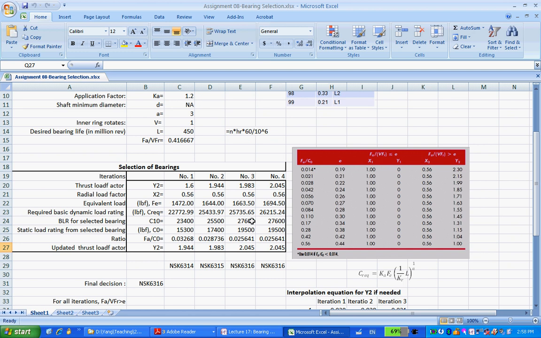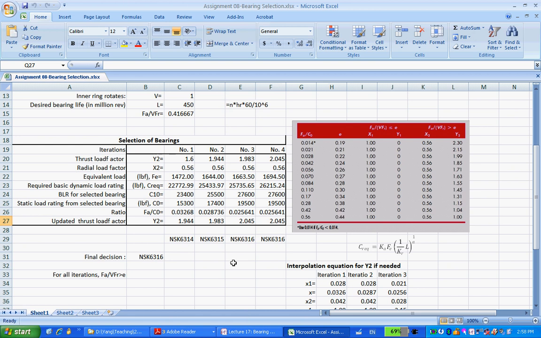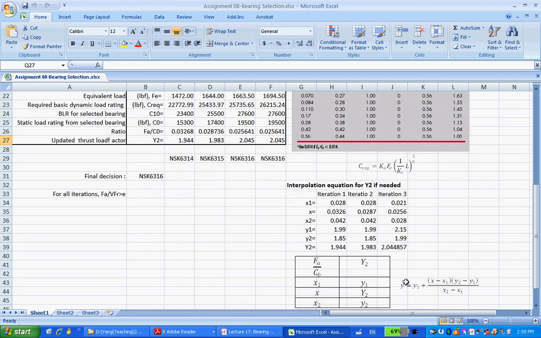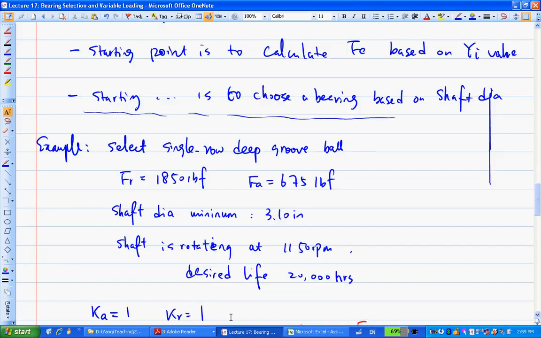Those are basically some of the templates that should come in handy, based on either assignments or lectures. So take a look at how you make use of this one here. There's also interpolation formulas given in here, right?